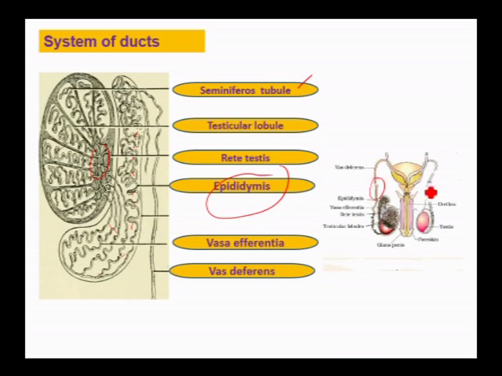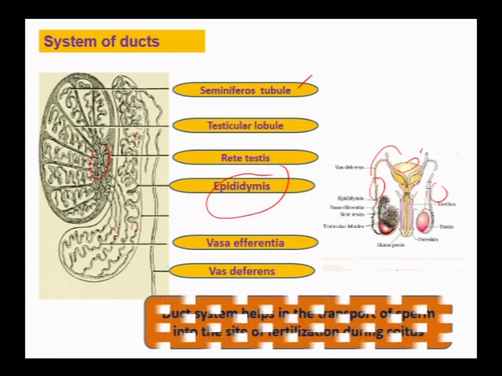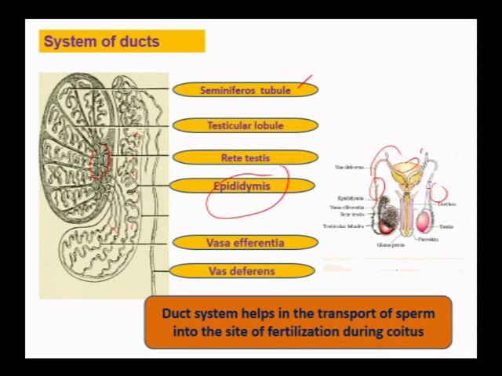Vas deferens of both the testes enter into the abdomen, where they loop over the urinary bladder and receive ducts from the seminal vesicles and form a duct. The duct is known as the ejaculatory duct. The ejaculatory duct passes through the middle of the urethra and opens at the tip of the penis, called the urethral meatus.